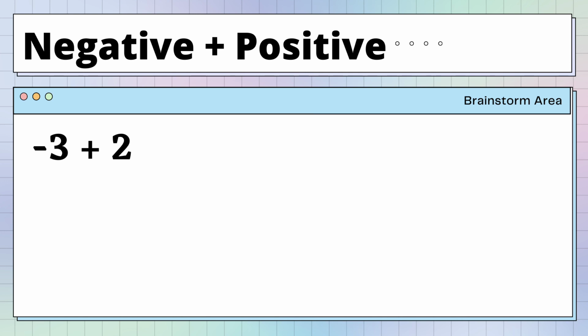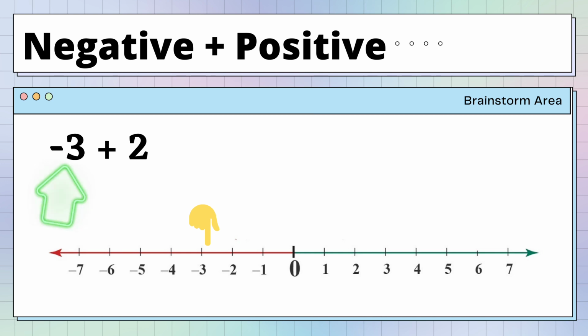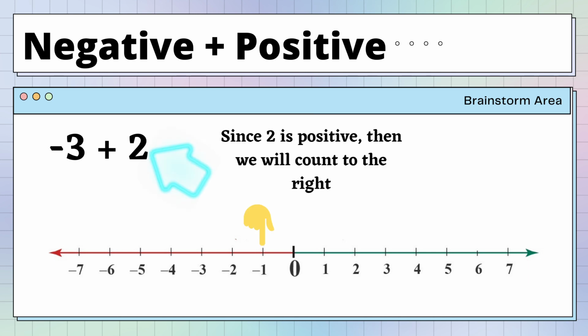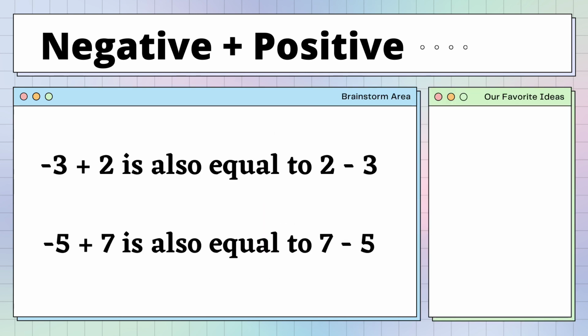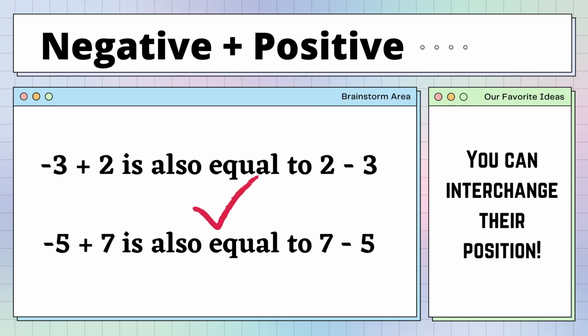The next one is negative plus positive, and our example here is negative 3 plus 2. Given that 3 is a negative integer, then we will count 3 from the left side of 0. And since 2 is a positive integer, then we will count 2 from the right side of negative 3, which will give us an answer of negative 1. In this case, you can interchange the position of the two numbers, like negative 3 plus 2 is also equal to 2 minus 3, and negative 5 plus 7 is also equal to 7 minus 5.